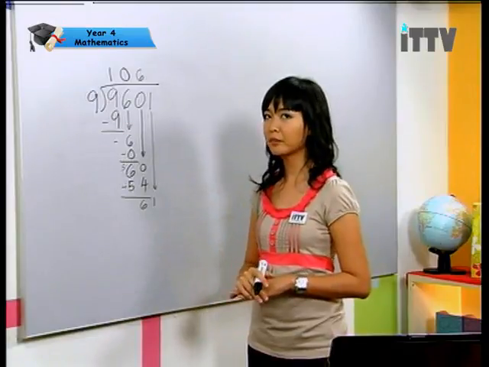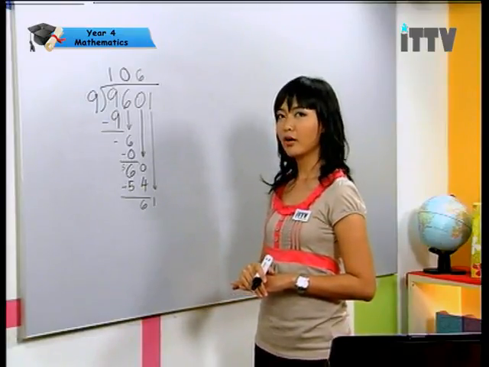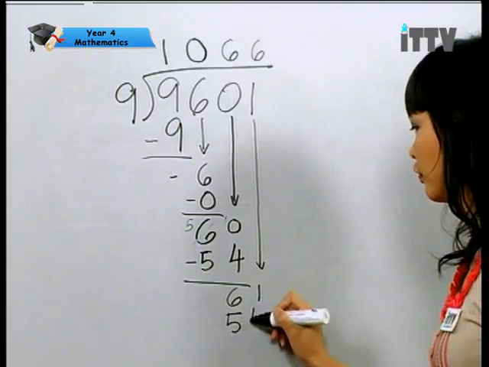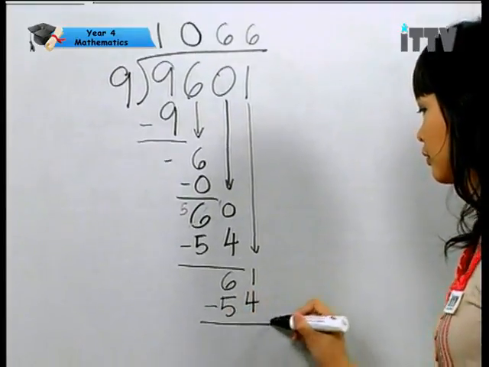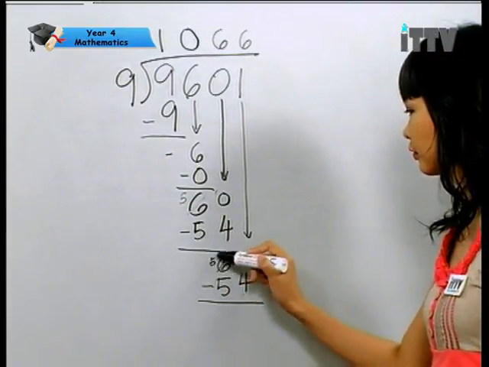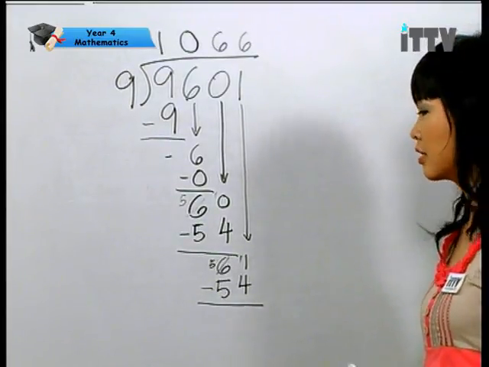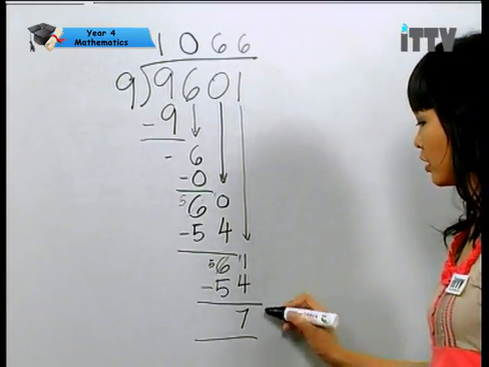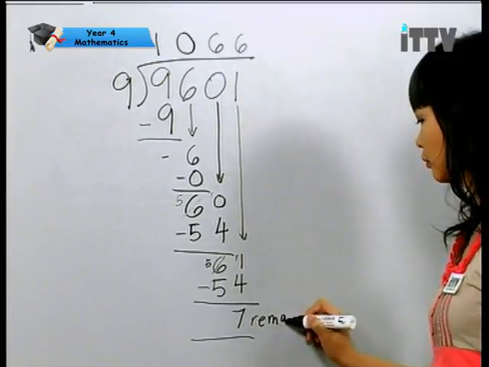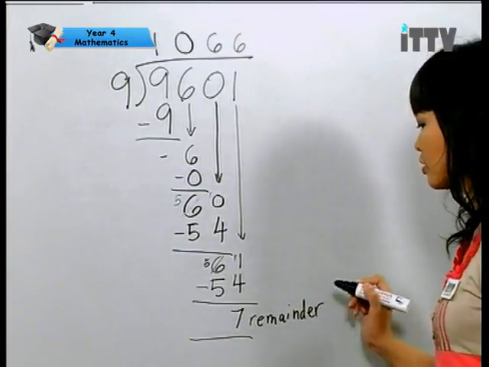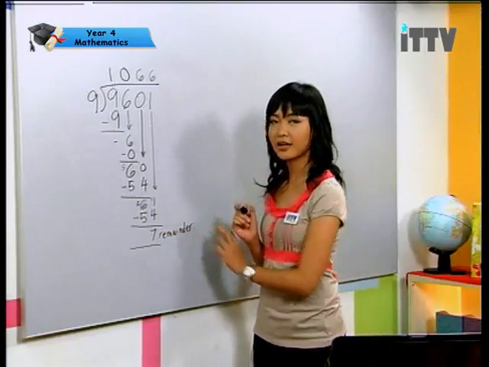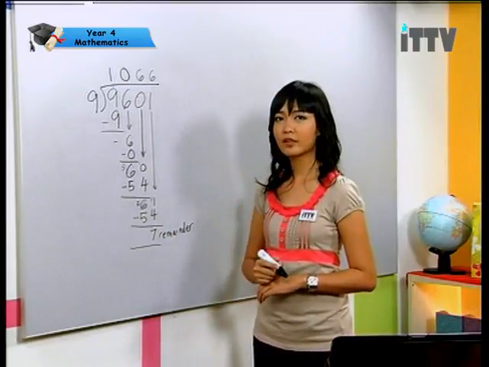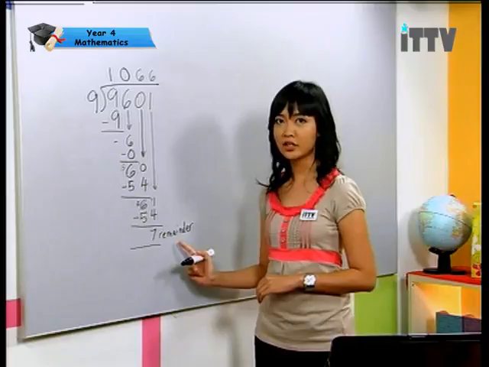61 divided by 9. What is the number? 6. 6 times 9 gives us 54. Subtract again. And what do we have? 11 minus 4 gives us 7. There are no more digits over here, so I will write here 7 remainder. You can also just use the letter R to represent remainder. So, our answer is 1066 with 7 remainder.